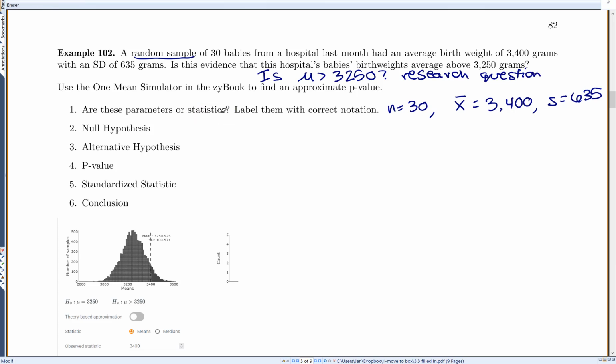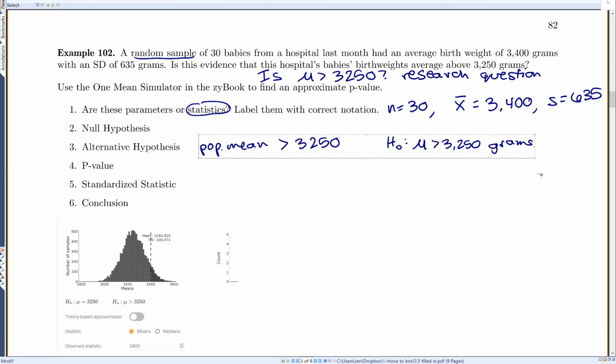So the null hypothesis would be that the population mean is greater than 3250. Or if we want to use symbols, we could say that my population mean mu is greater than 3,250 grams. Sorry. You wouldn't believe it, but when you're trying to talk and write and record at the same time, you say things that you don't mean and you would never actually say.